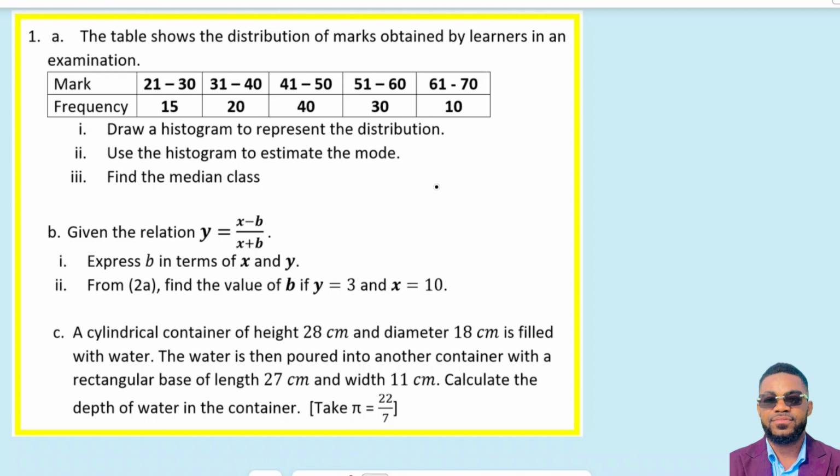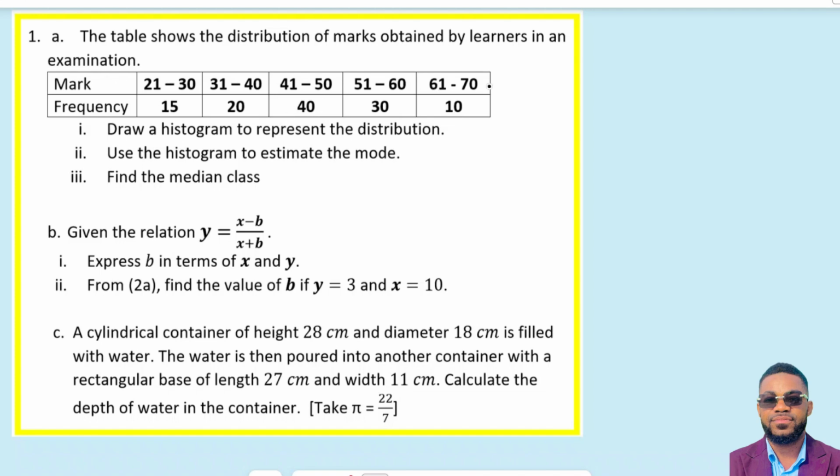So now let's begin. But before we begin, you have to know this. We are representing this data using a histogram, and we have two ways to do that. We can use the class midpoints, or we can use the class boundaries. I'm going to use the class boundaries.